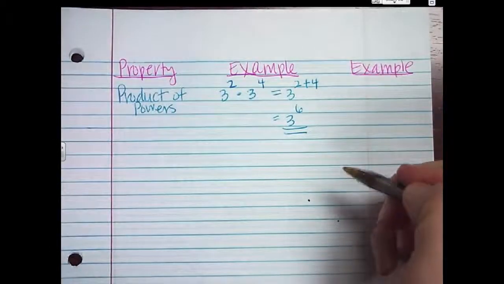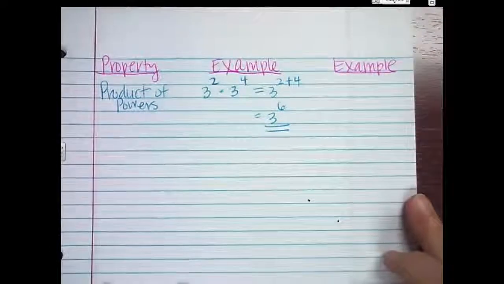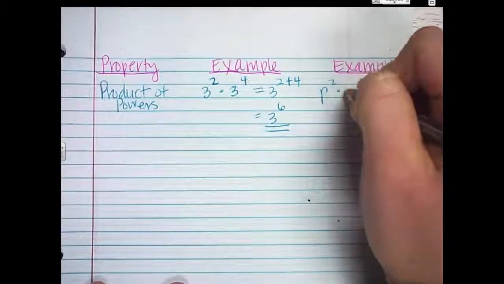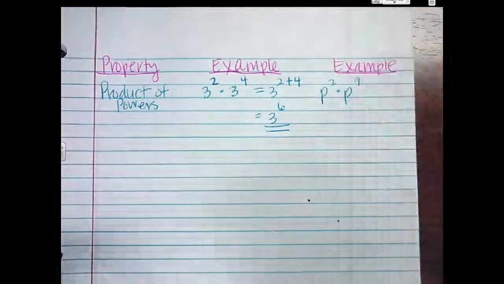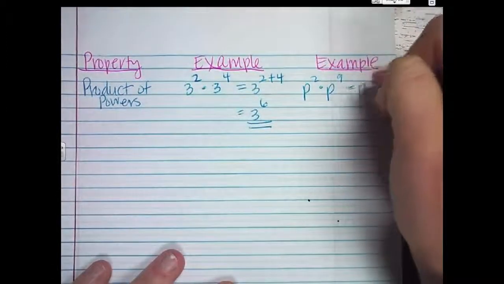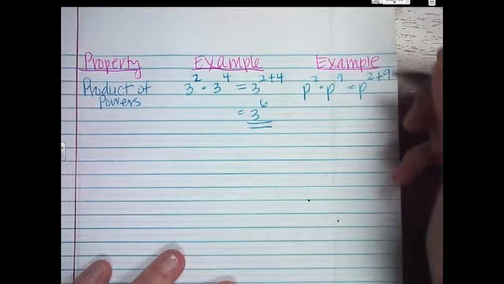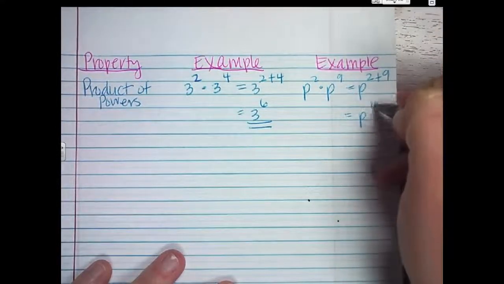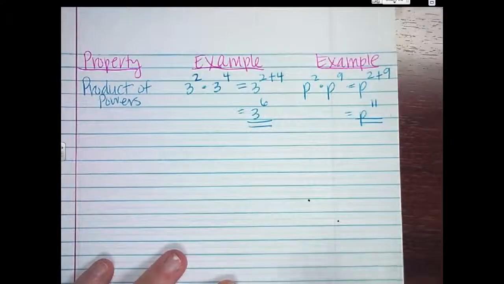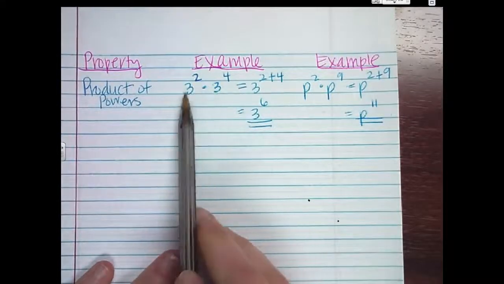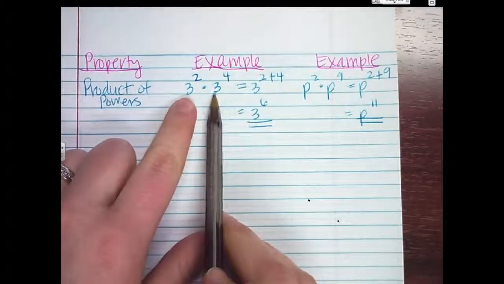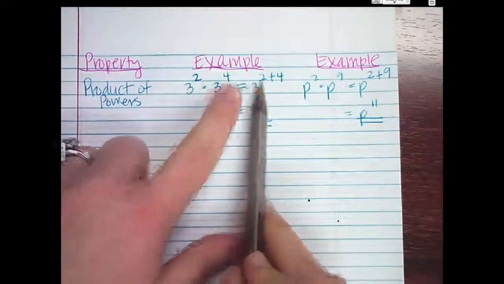So let's do one with letters now. If I did something like p squared times p to the 9th, same thing. I would add the powers, so it would be p to the 2 plus 9, which would equal p to the 11th. So if you see the base, remember this is the base and this is the base. If both the bases are the same and I'm multiplying, I'm going to add the exponents.